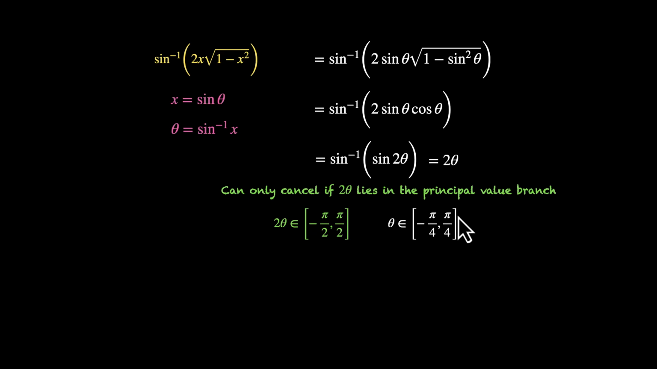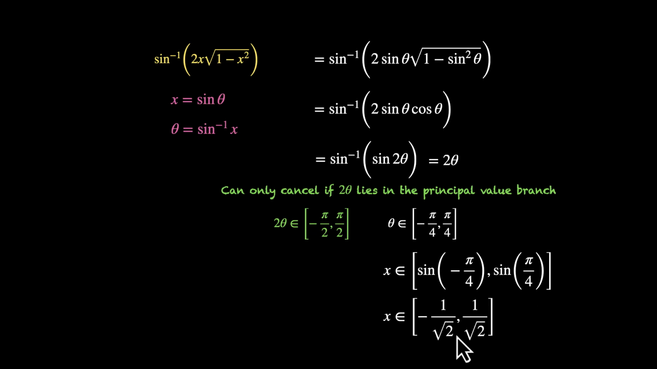Now when theta is in this range, minus pi by 4 to pi by 4, where is x? Now x is sine theta, so x belongs to this set, sine of minus pi by 4 to sine of pi by 4. Sine minus pi by 4 is minus 1 by root 2 and sine pi by 4 is 1 by root 2. So x belongs to this set, minus 1 by root 2 to 1 by root 2. This means we can only cancel this when x is in this range. If x is outside this range, this is not true. This does not work.